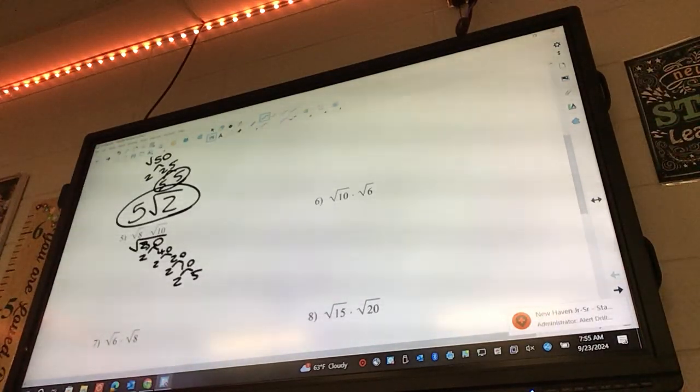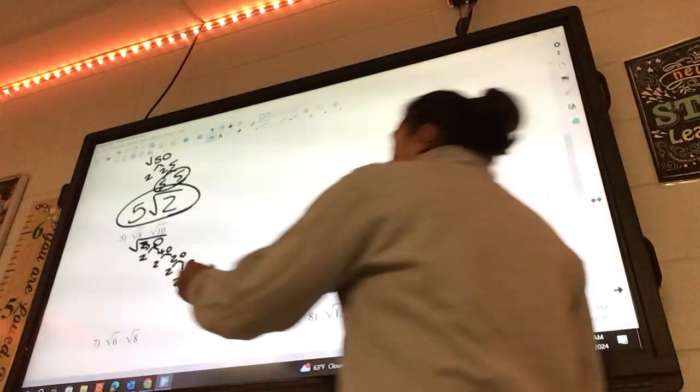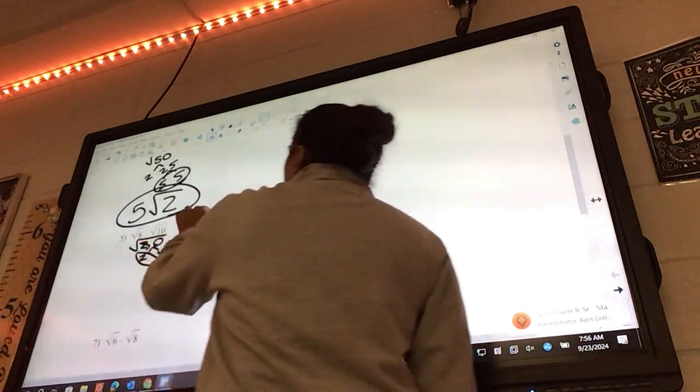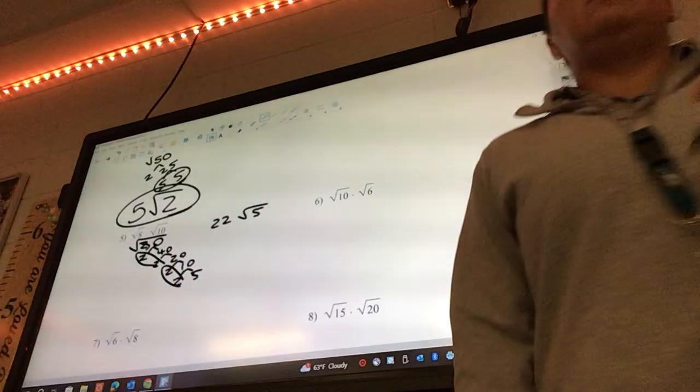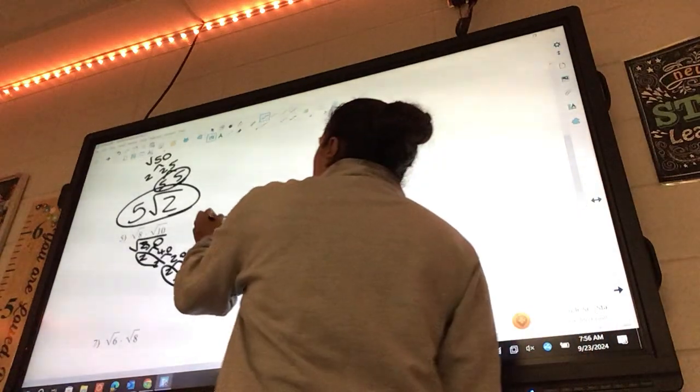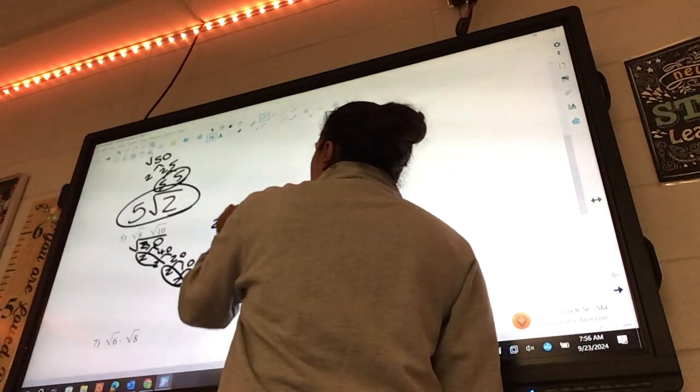Okay, so who can go? 2 groups of 2. So how many 2's are going to be on the outside? 2. Okay, 1 for each group. So 2, 2, and a 5 goes back on the inside. What do you do with that 2, 2? Multiply. So 2 times 2? It's going to be 4 square root 5.